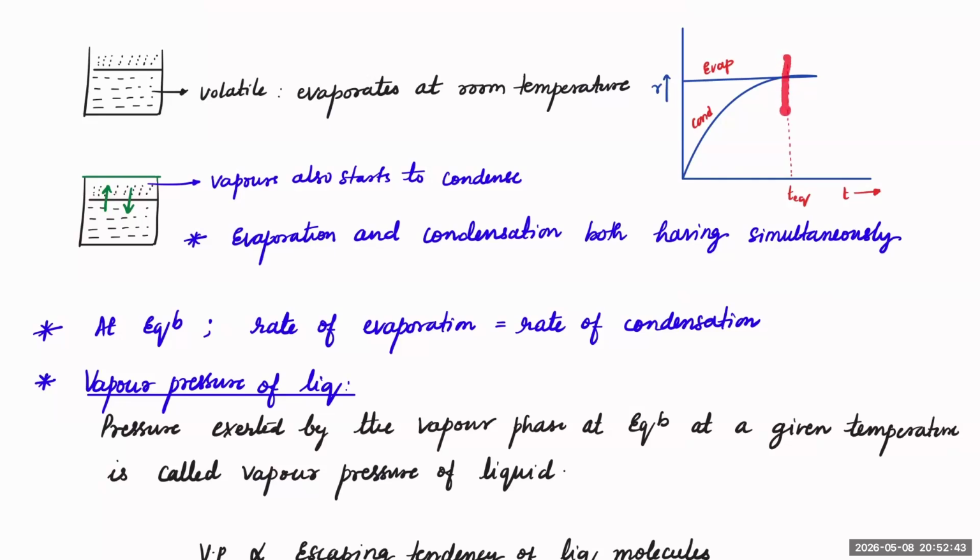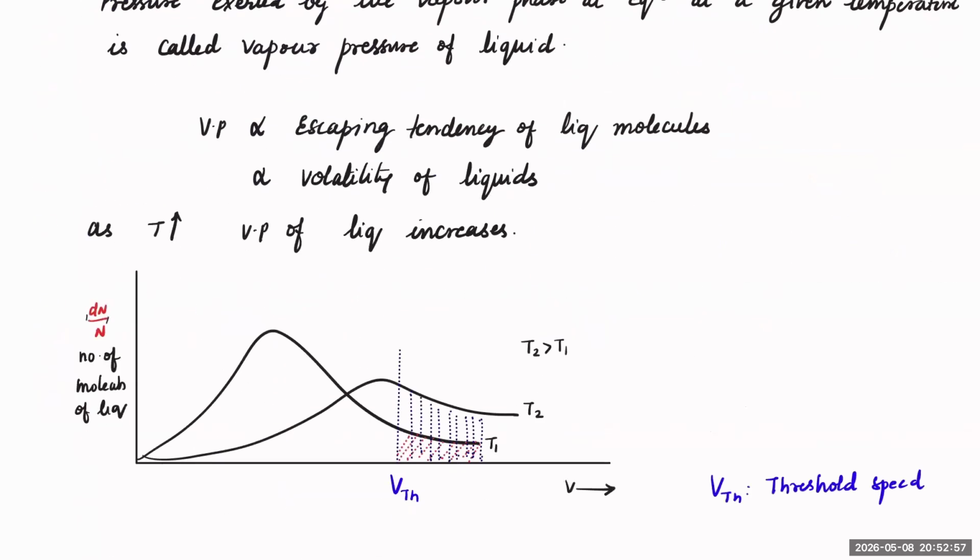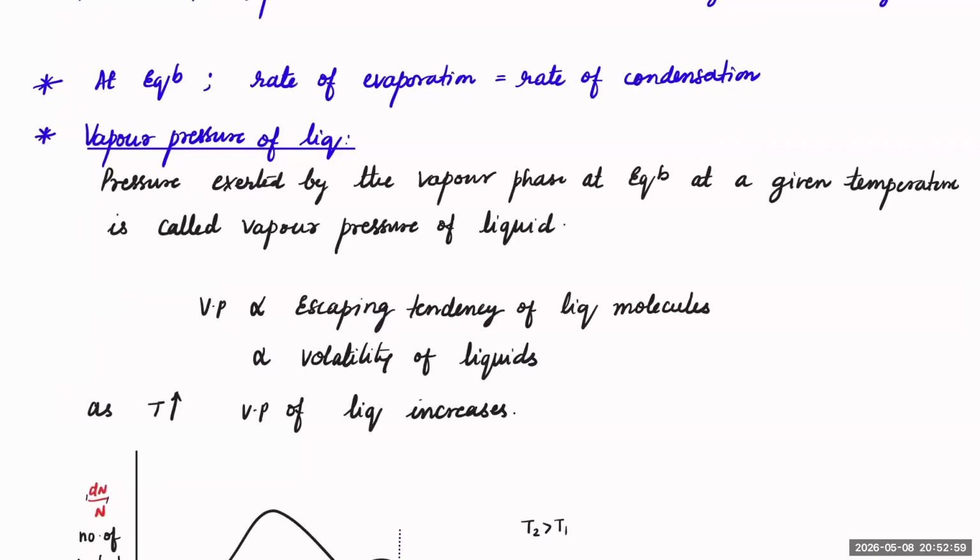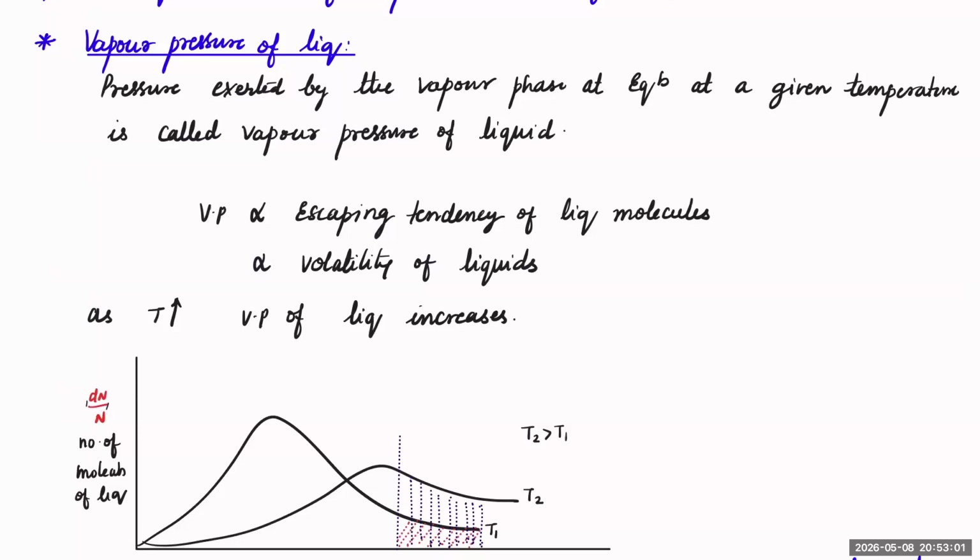The time at which this equilibrium is reached is the equilibrium time, and at this position you can see the rate of evaporation and condensation becomes equal. At this situation, how much pressure is applied on the liquid surface is called the vapor pressure of the liquid.